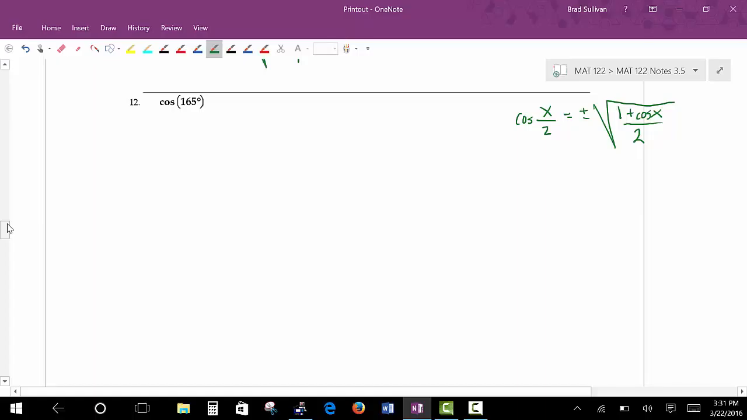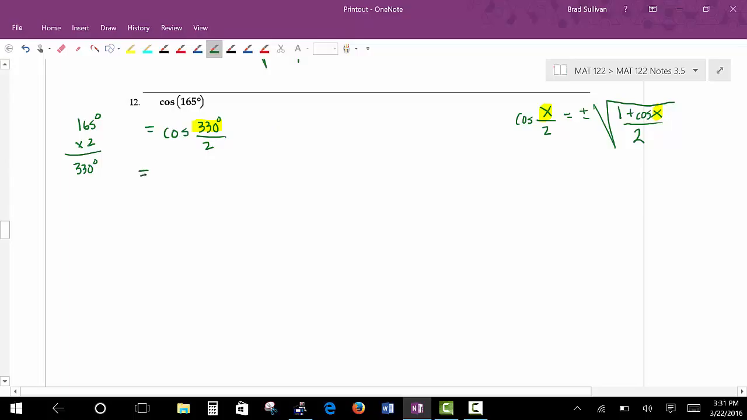Okay, so again, what we have to do is figure out what angle gets cut in half. So we don't use 165. What we have to do in this problem is double this angle first. So if we double that angle, I think we're going to get 330 degrees. So 330 degrees is an angle that we can utilize on the unit circle. So we're going to start by writing this as the cosine of 330 degrees over 2. And then that's what's going to get plugged in for x in our identity. Don't plug 165 in, plug 330 in.